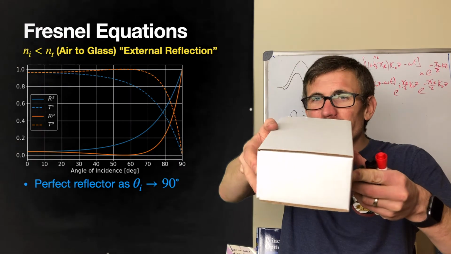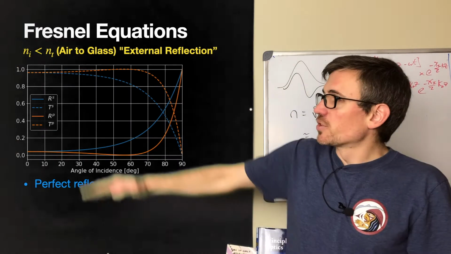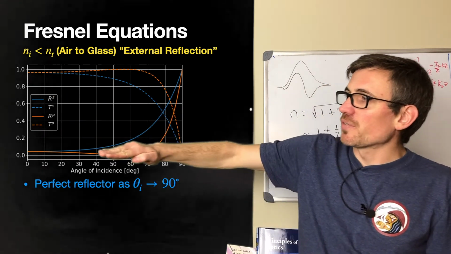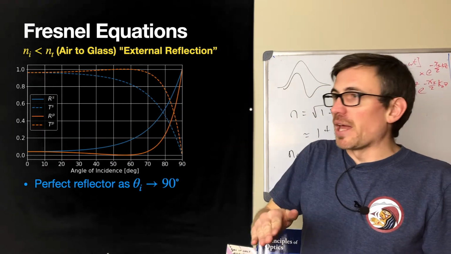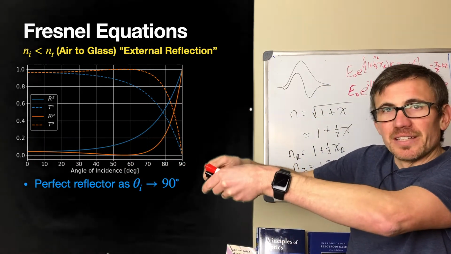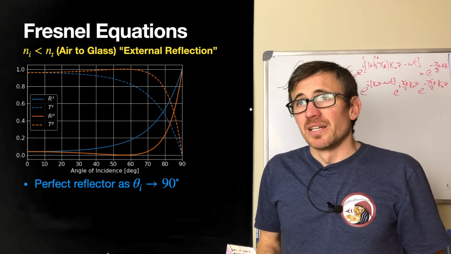It becomes a better and better reflector the more glancing of an angle you get, right? So it has to be very smooth to have a constant angle here. But if you have a smooth surface of like black plastic or something like that, it will look almost like a perfect reflector if you go to very near 90 degrees. Okay, that's the first thing.